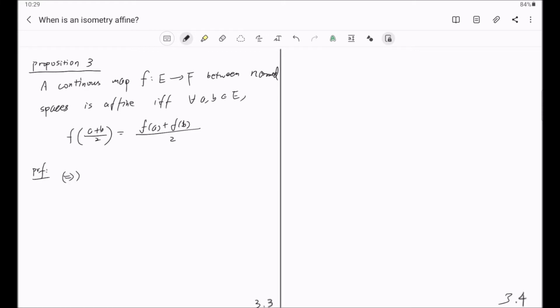The forward direction is trivial because this is just a special case in the definition of affineness. The tricky part is the backward direction. We want to prove, from the fact that f only preserves the middle point of any line segment, that it preserves any point on the line segment. And to this end, we'll need the following idea.